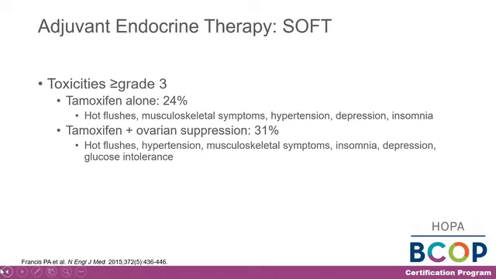24% of patients in the tamoxifen alone arm had grade 3 toxicity versus 31%. And they were a little bit different among the group, which is understandable considering ovarian suppression can add on to the menopausal type of symptoms. And then specifically, the musculoskeletal insomnia, depression, and glucose intolerance, as well as hot flashes. And so those are listed here for your reference.